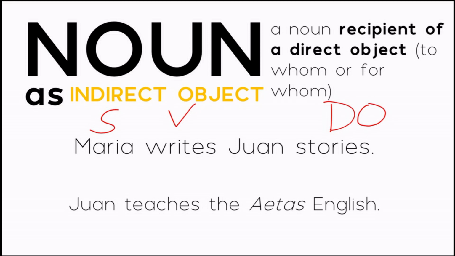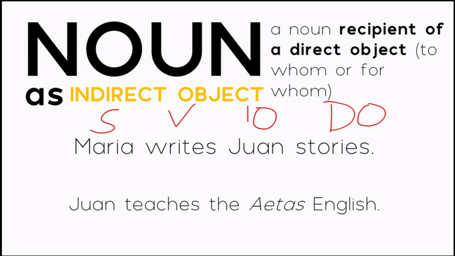Now, and that story is for what? Or for whom? That is Juan. So that's the indirect object. It's called the indirect object because it usually comes after the verb, but it's not really what the verb wanted to do. That's why it's indirect. It's not the direct object of the verb.